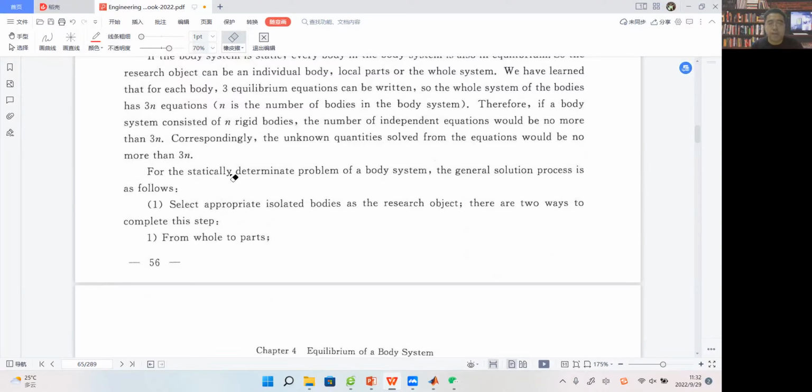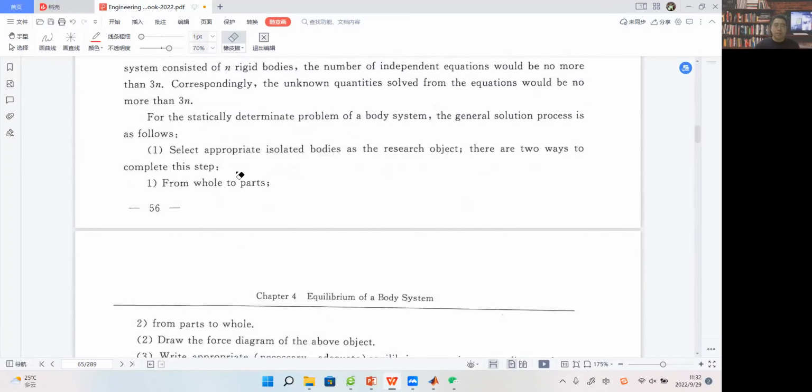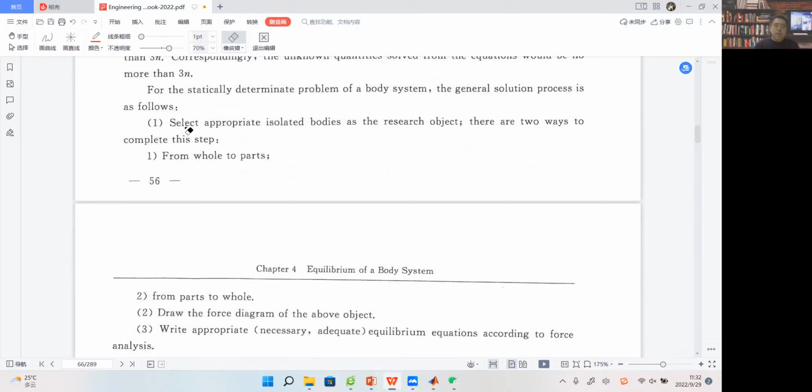We also discussed the statically indeterminate problem, because we only have a limited number of equations and the number of unknowns is greater than the equations we can give, right? So the general solution process is as follows. Please pay attention and listen to me. First, we should select appropriate isolated bodies as the research object.